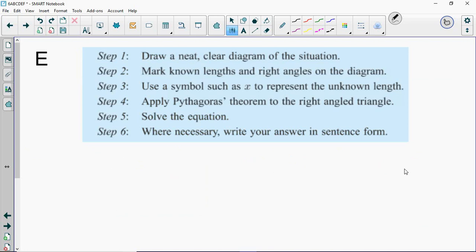Step 2, we're going to mark anything that we know. So what is the right angle? What are the known lengths or whatever else? We're going to throw some variables in there. Step 3. Step 4, we're going to use the Pythagorean theorem. Step 5, solve the equation. And then 6, if we have context to a word problem, it's really, really nice to write our answer in sentence form.